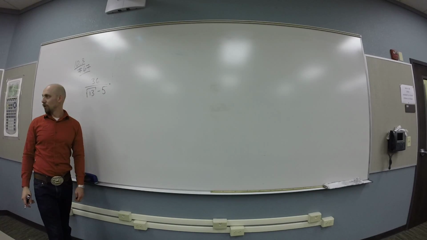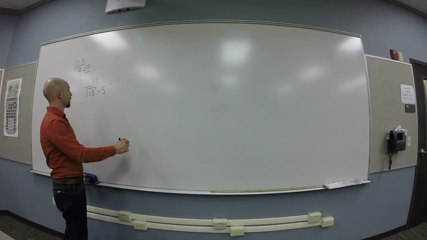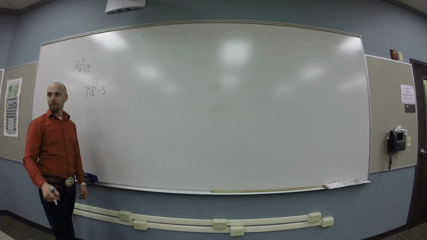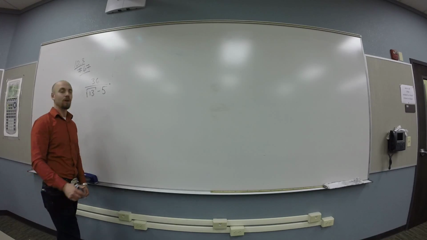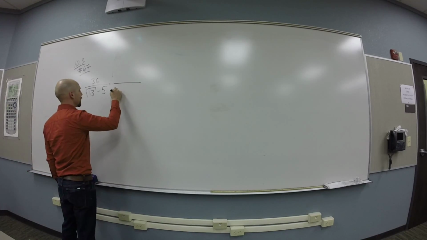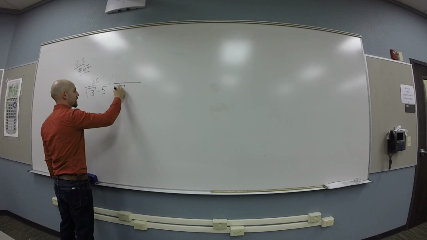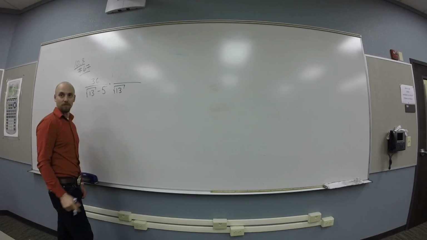I take this thing and I multiply by the same expression, but with the opposite sign. The whole same expression? Just the bottom part. Okay, just the bottom part, but with a plus. So square root of 13 plus 5.